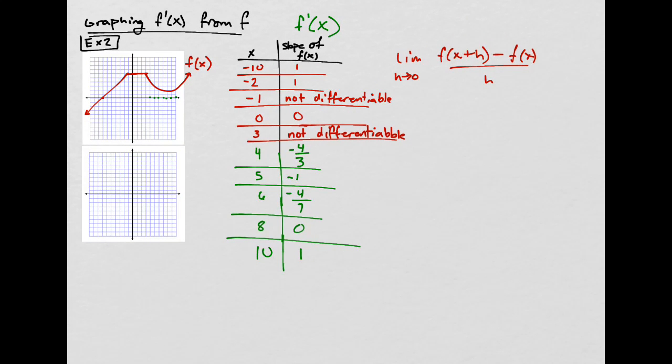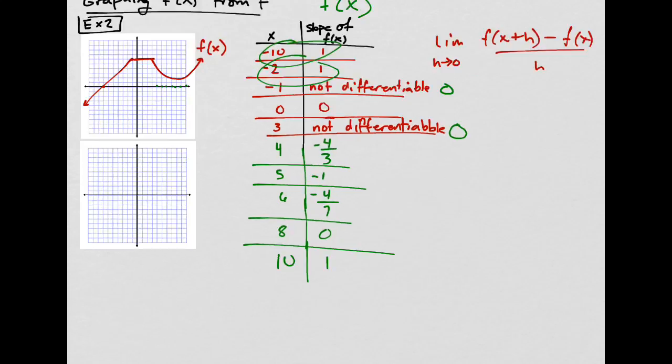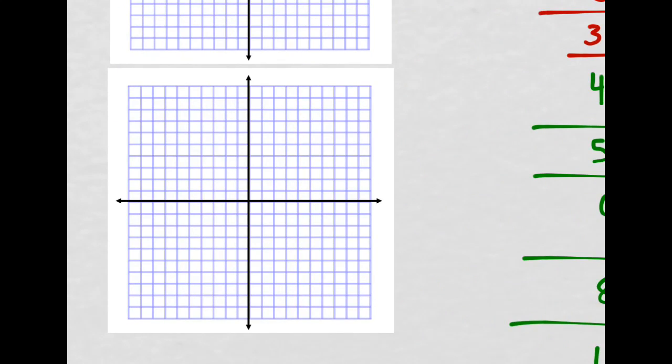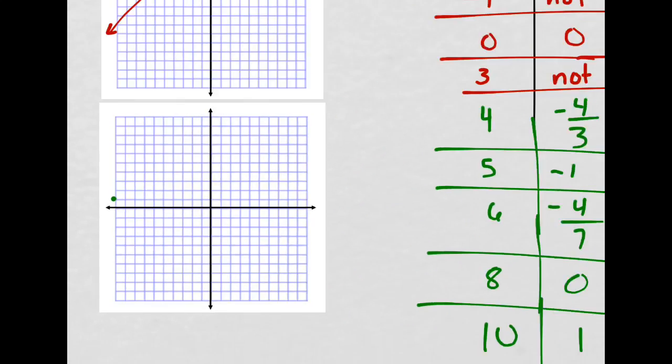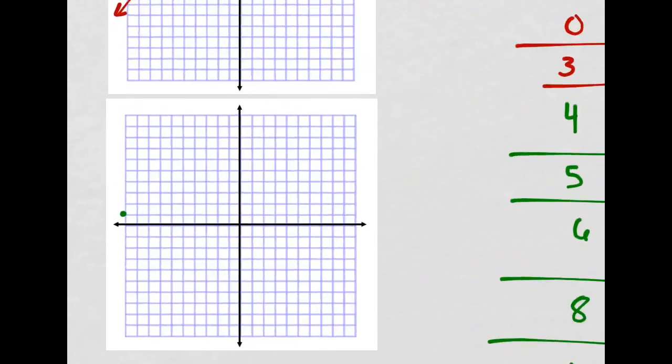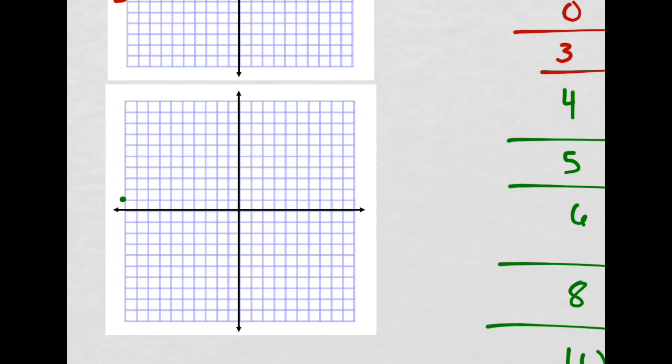And I'm going to graph it here in green. And now I'm just plotting points. Negative 10, 1. Negative 2, 1. Negative 1, I'll put an open hole. Same with that. Because it's not differentiable, I don't have a derivative. So let's see what this looks like. Negative 10, comma 1. Cool. Negative 2, comma 1. Oh yeah, it was 1 the whole time.